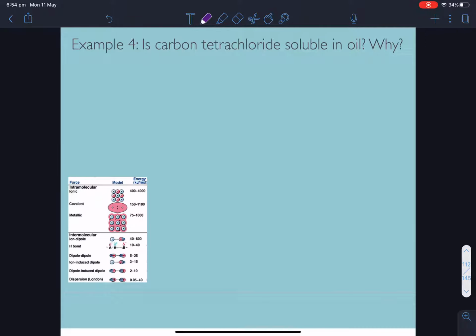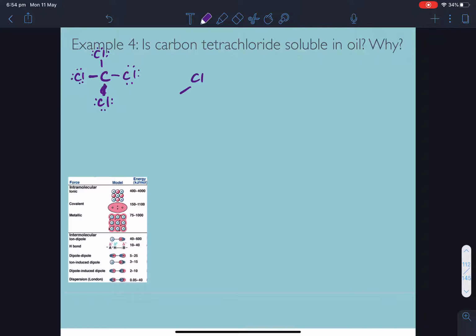Okay, carbon tetrachloride soluble in oil, and why? Okay, let's get a structure of carbon tetrachloride. We don't talk about it often, but here's a structure. Here's our Lewis dot structure. One bond between each, so that each of our halogens here now has its full shell and 3 lone pairs, and the carbon has got its 8 electrons in those 4 covalent bonds. So it's a tetrahedral shape.